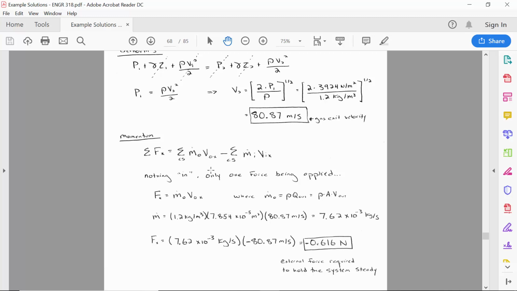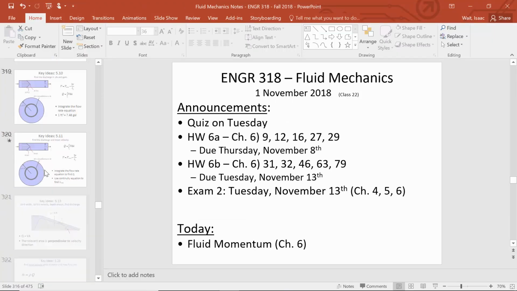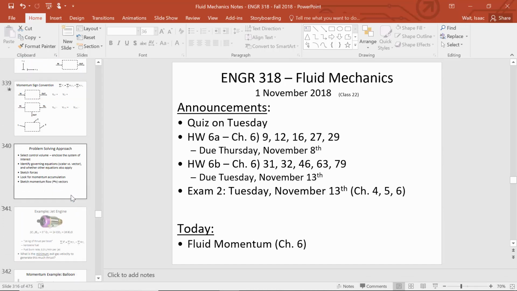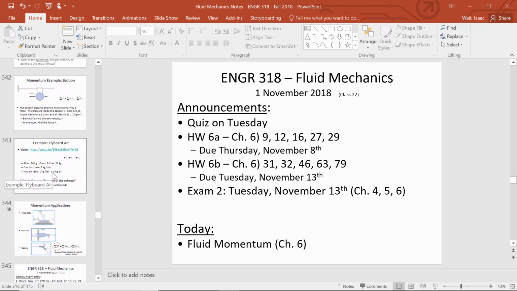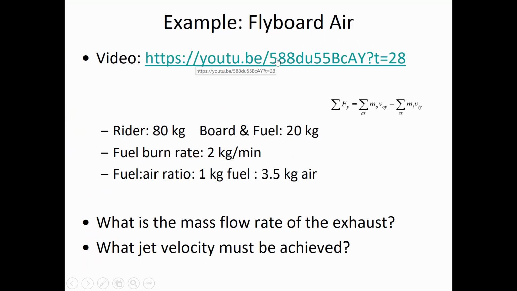There's lots of different problems that use momentum principles. We're going to have a lab once you're done with design of experiment. We'll go into the lab, and there's some pretty fun equipment where we change the deflection angle for fluid jets, and we look at what forces are required to hold the system steady there. This is another kind of interesting momentum application.